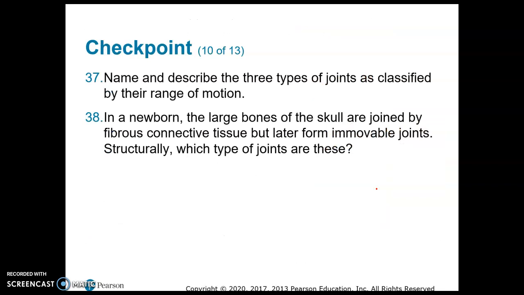Name and describe the three types of joints as classified by their range of motion. We had the synarthrosis, no movement, the amphiarthrosis, which is some movement, and the diarthrosis, which is freely movable. In a newborn, the large bones of the skull are joined by fibrous connective tissue, but later form immovable joints. Structurally, which type of joints are these? They're called sutures. They are fibrous joints, and they are in the class of synarthrosis joints because they have no movement.